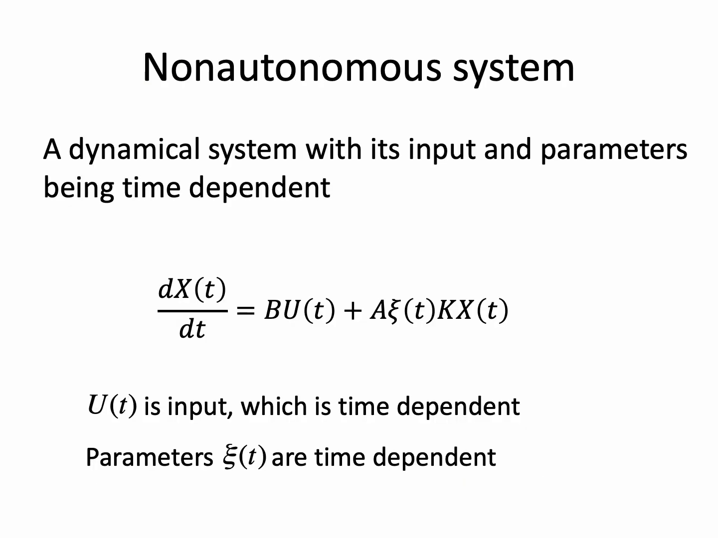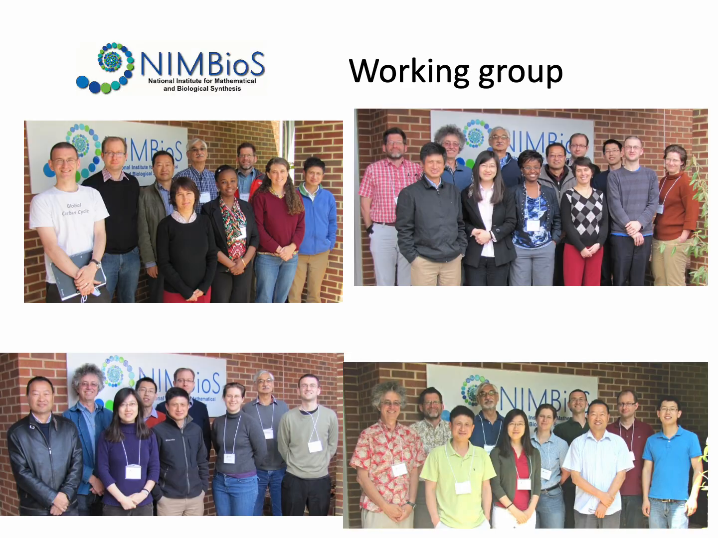At that time, I didn't know the word. I Googled it. Wikipedia explained that non-autonomous system is a branch of mathematics that studies dynamical systems with input and parameters being time-dependent. This matrix equation indeed has its input and parameter being time-dependent.